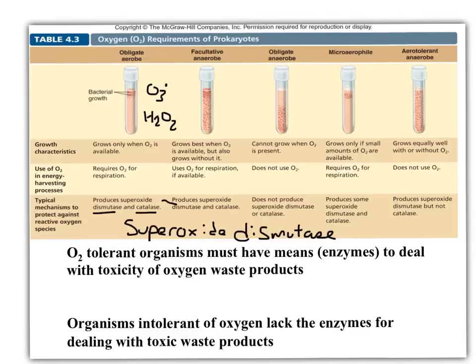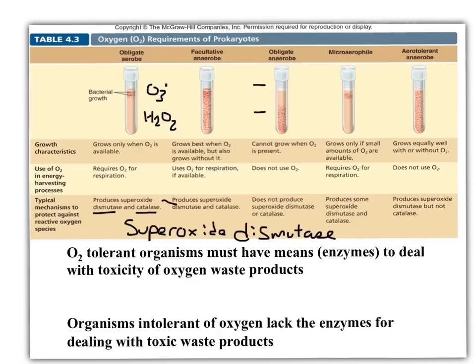The obligate anaerobe is negative for either, so it doesn't produce either of those enzymes, right? So it can't deal with the presence of oxygen at all. All right. The microaerophile will produce some. So it's a low-level producer of superoxide dismutase and catalase. And the aerotolerant anaerobe produces superoxide dismutase, but not catalase. And so basically, this allows them to either exist in the presence of oxygen or not.